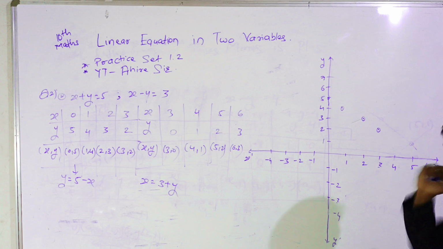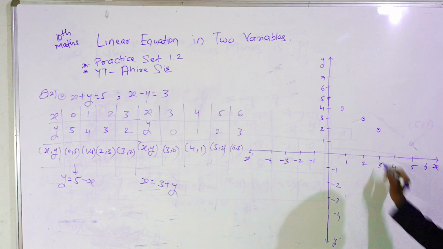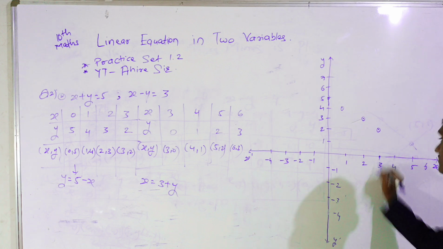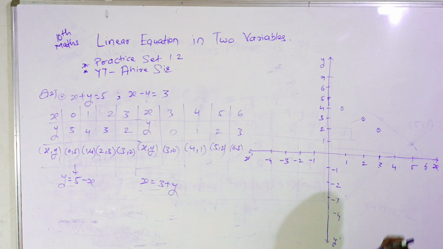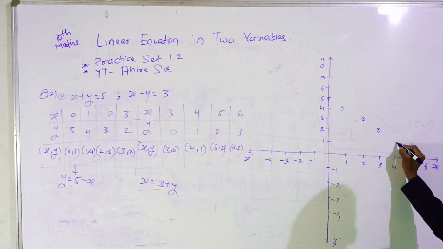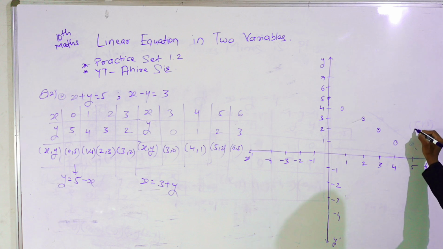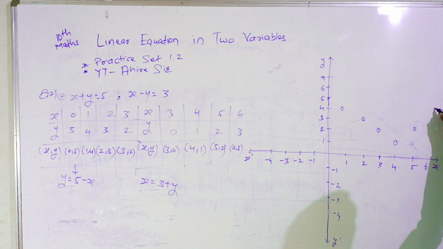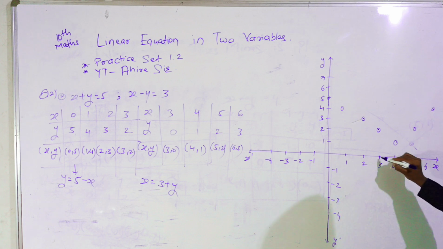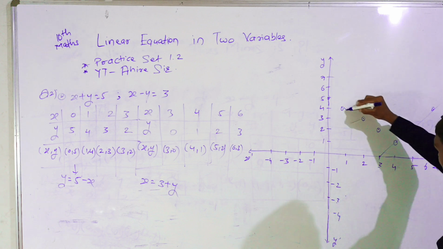And for the last ones, 3 and 0, 4 and 1, 5 and 2, 6 and 3. So the line will be like this.